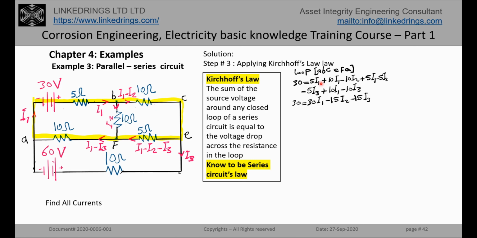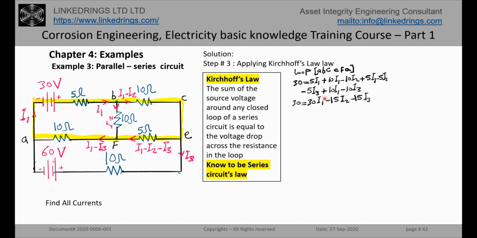To simplify it, it's very easy. We calculate first how many I1 we have. So we have 5 plus 10 is 15, plus 5 is 20, plus 10 is 30. So 30 I1. What about I2? We have minus 10, we have minus 5, so minus 15 I2. What about I3? We have minus 5 I3, minus 10 I3, so minus 15 I3.